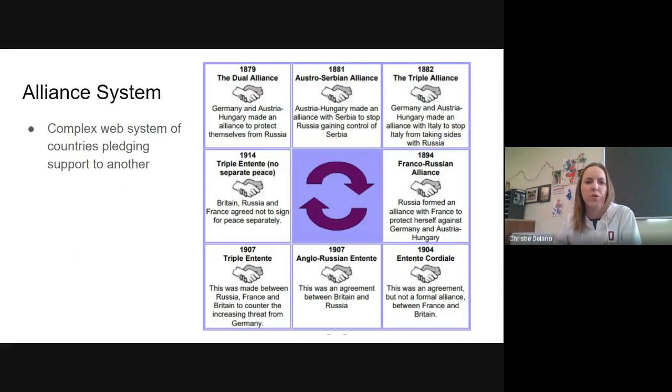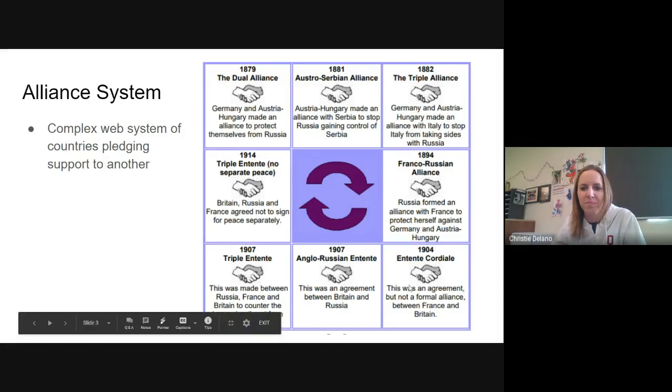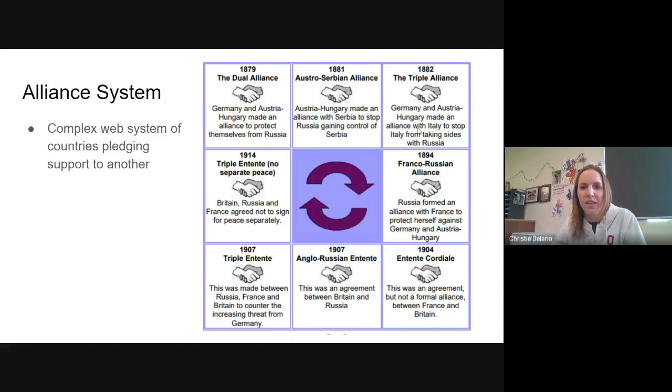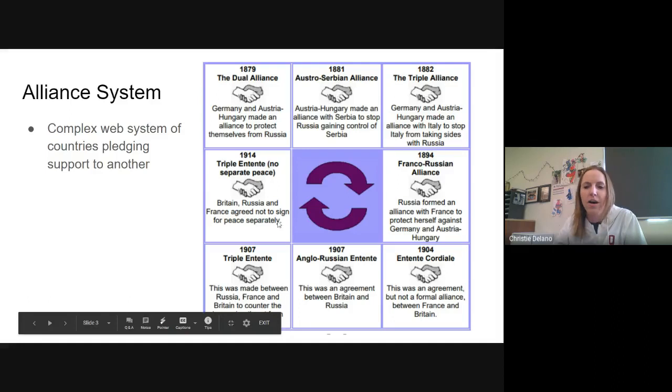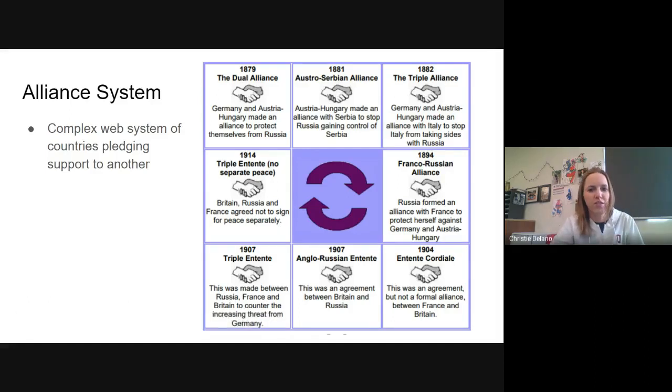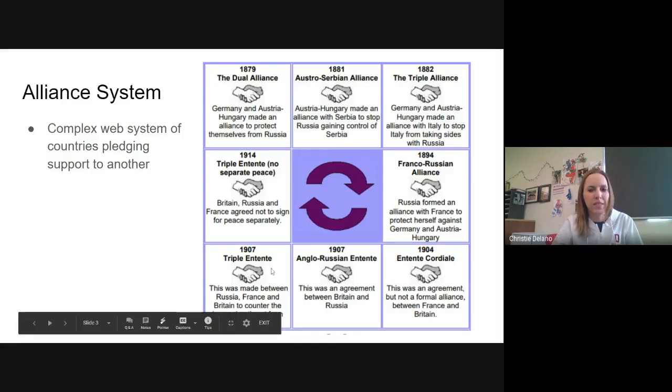So where we're going to start is with the alliance system. The alliance system was essentially a web of agreements of countries deciding to support each other. And as you can see from this complicated chart here, this evolves over time. Now, you don't need to know these specific alliances that eventually result in the Triple Entente. Ultimately speaking, there are two major alliances here.